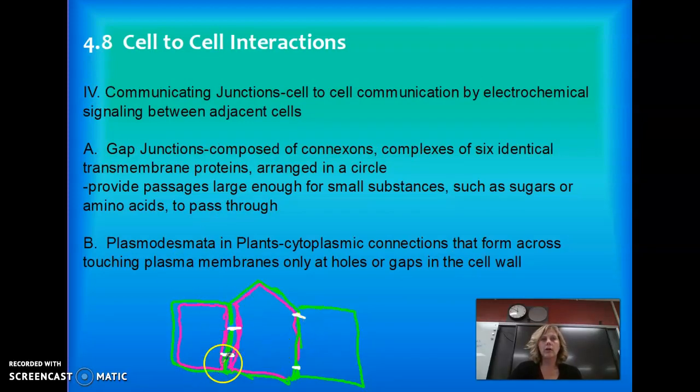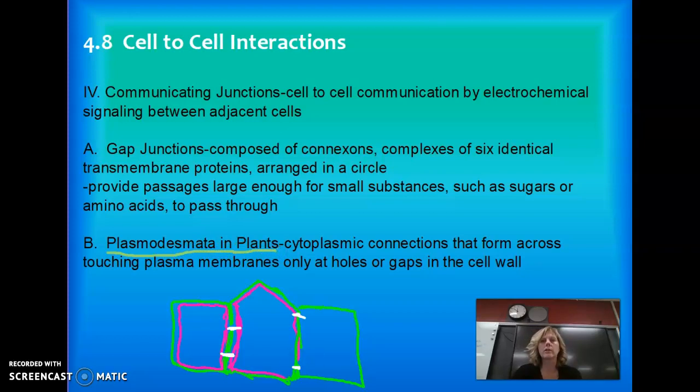So a couple of these communicating junctions. These are cells that are right next to each other, and there's electrochemical signaling that goes between the two of them. The two that are mentioned in your book are something called gap junctions. They're complexes of 6 identical transmembrane proteins arranged in a perfect circle, and form kind of this tube, if you will. It provides a passage large enough for small substances like sugars and amino acids and so forth to go from one cell to another. Plasmodesmata, kind of the same thing, only in plants. We only find it in plants.